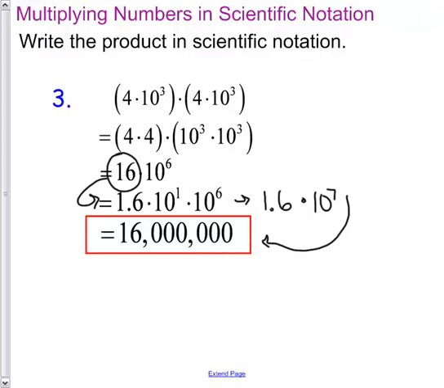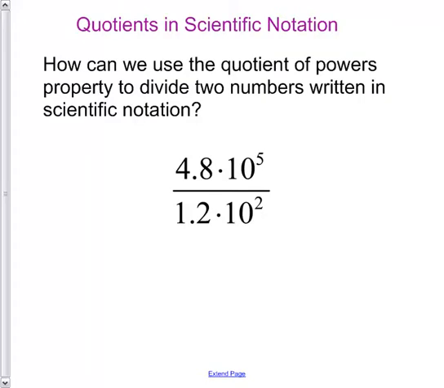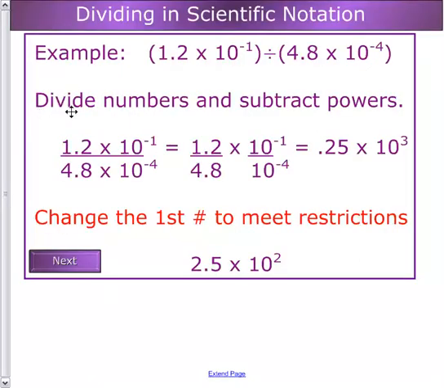Okay, what about division? Let's look at division. How can we use the quotient of powers property to divide two numbers written in scientific notation? Okay, so what do we do here? Instead, we're going to divide the numbers and subtract the powers. Remember that rule when we were working with exponents.